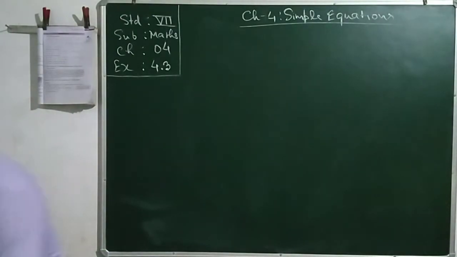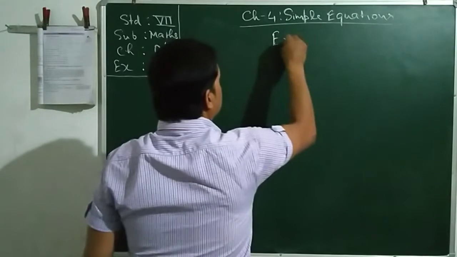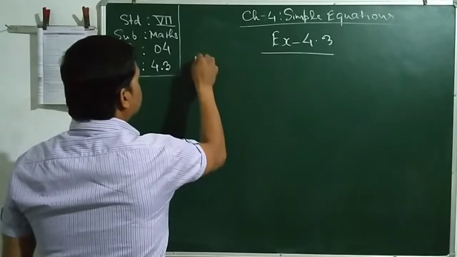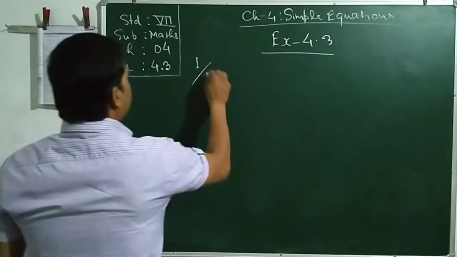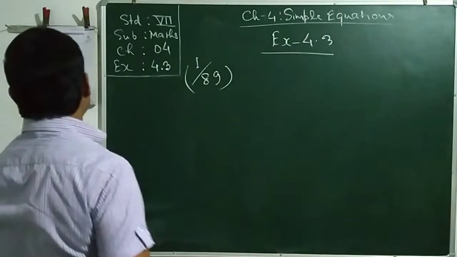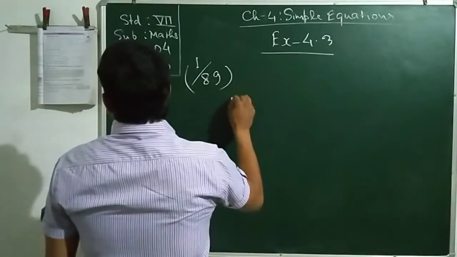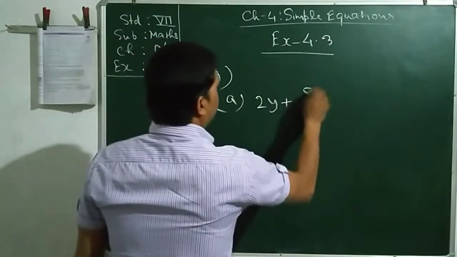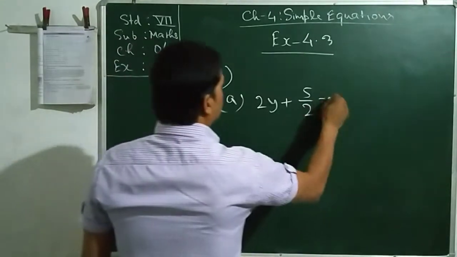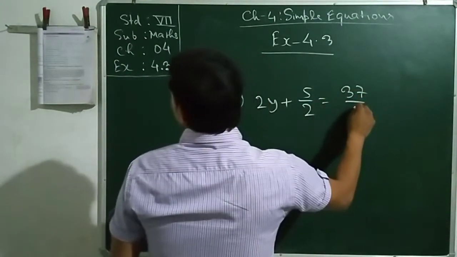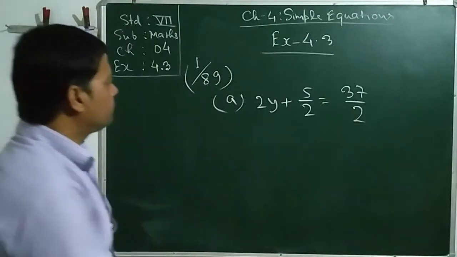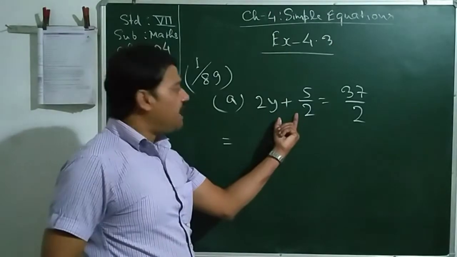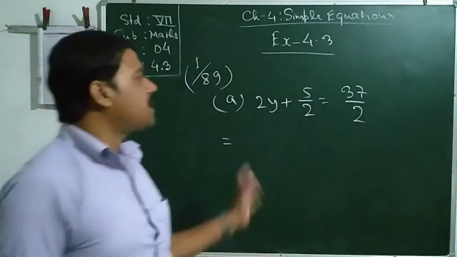First thing is, in exercise 4.3, sum number 1 on page number 89 of your NCERT maths book. In question number 1, the first sum is 2y plus 5 by 2 equal to 37 by 2. To solve this, see, 5 by 2 is added here, so we need to subtract it.